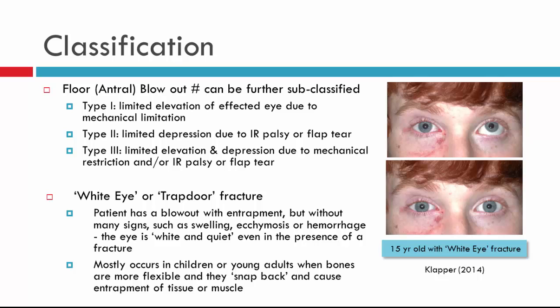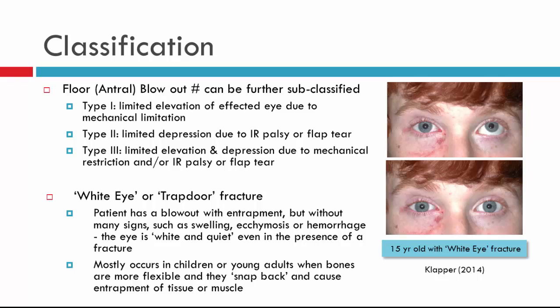Another classification that I want to bring your attention to is the white-eyed or trapdoor fracture. This occurs in young children or young adults where the bones are more flexible, and what happens is that they snap back and entrap tissue quite differently to the way in which it occurs in other blowout fractures.